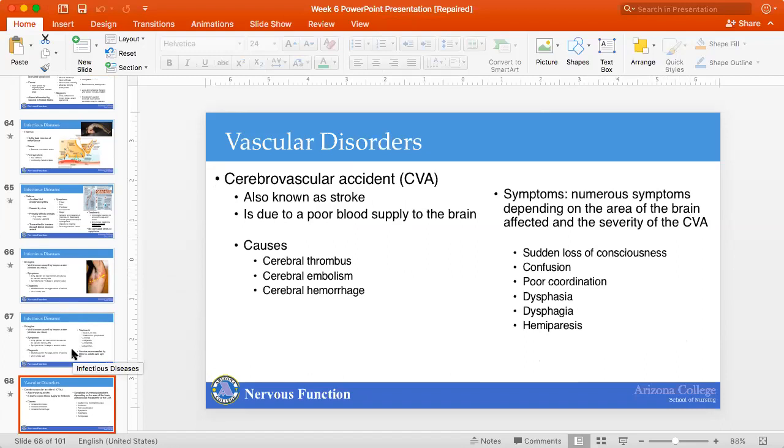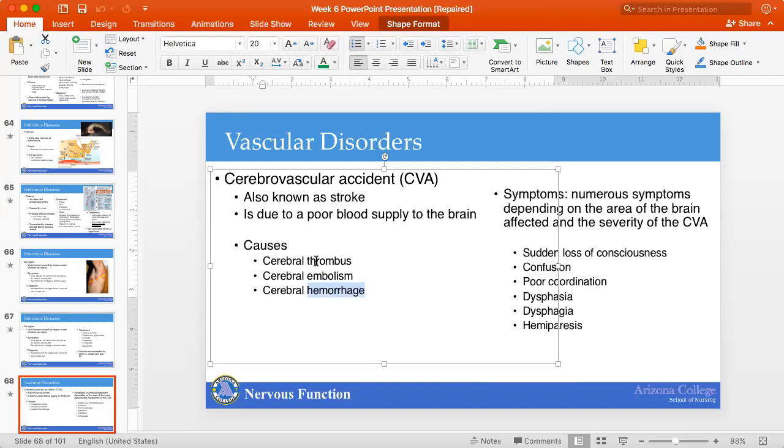A CVA, or cerebrovascular accident, is also a stroke. It's due to poor blood supply to the brain. Most of the time, about 80 to 85% of the time, it is an ischemic stroke, meaning the blood supply is cut off or oxygen is low. The other 15 to 20% is what they would call a hemorrhagic stroke. Both a thrombus or, more likely, an embolus is a clot. These two lead to an ischemic stroke, and then a cerebral hemorrhage would be bleeding in the brain, which would also cause a decrease in the blood supply.